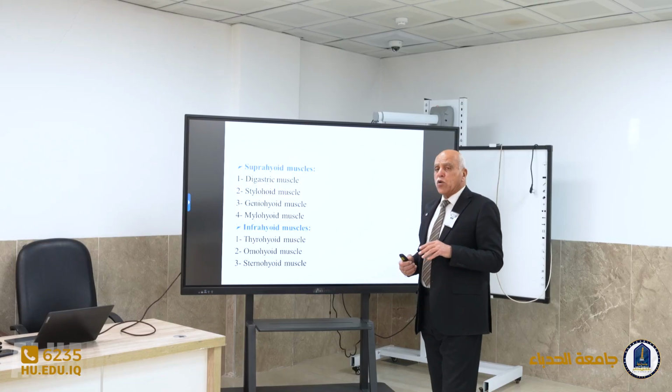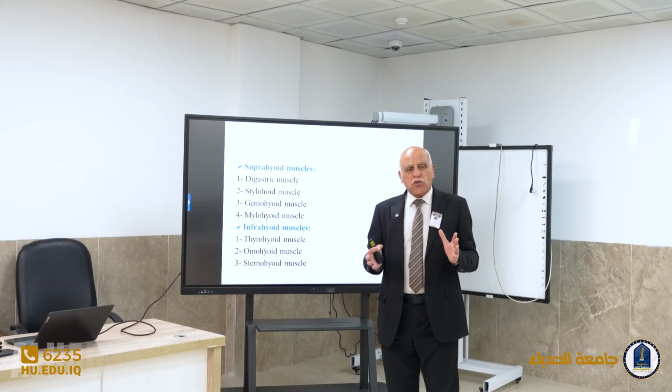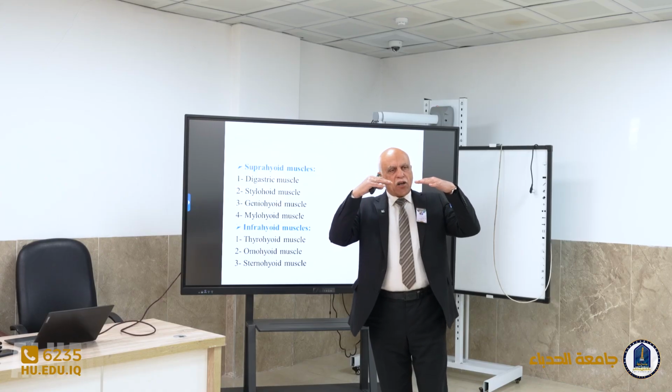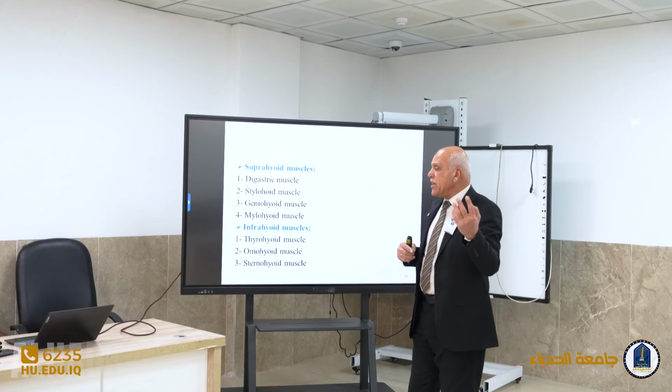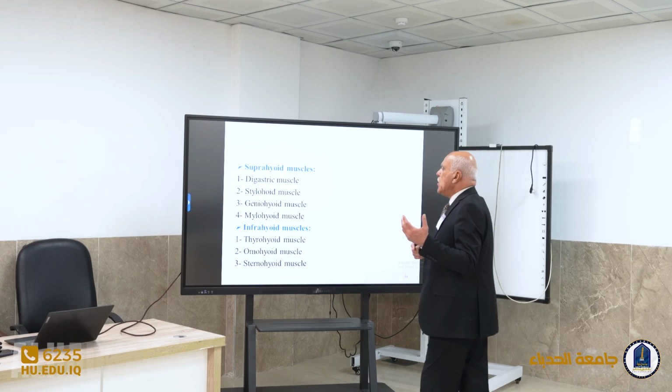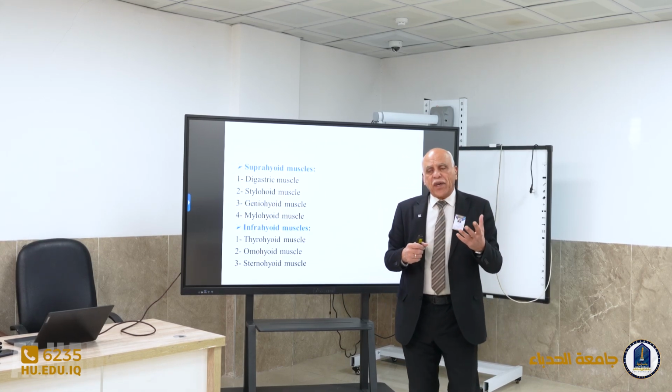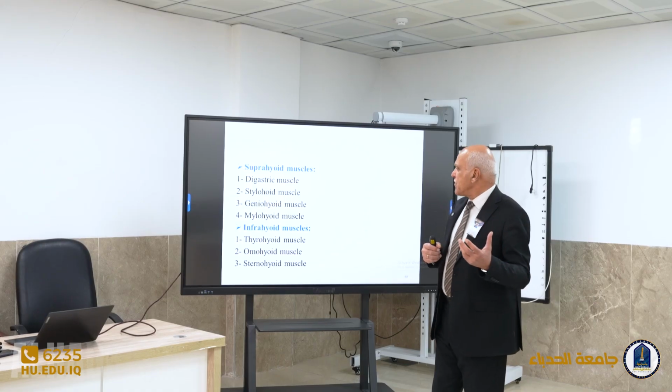The other group of muscles are called suprahyoid. You know what is meant by supra? Supra means above. I mean the muscles that are above the hyoid bone, and these are 4 muscles. And what are these muscles? The digastric muscle, the one with two bellies. We will study it in detail, inshallah, in the future.